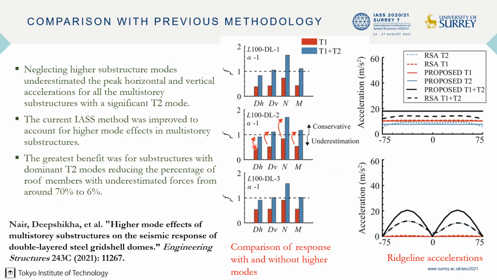Further, when we looked at the peak ridgeline accelerations, we found that in the case of the vertical acceleration, the response from the T1 mode was negligible because of the longer fundamental period and almost no significant amplification, and the response was therefore governed by the T2 mode's interaction with the roof. This also meant that the forces and the moments obtained using only the T1 mode significantly underestimated the actual overall response, and using the T2 mode provided a much more conservative estimate.